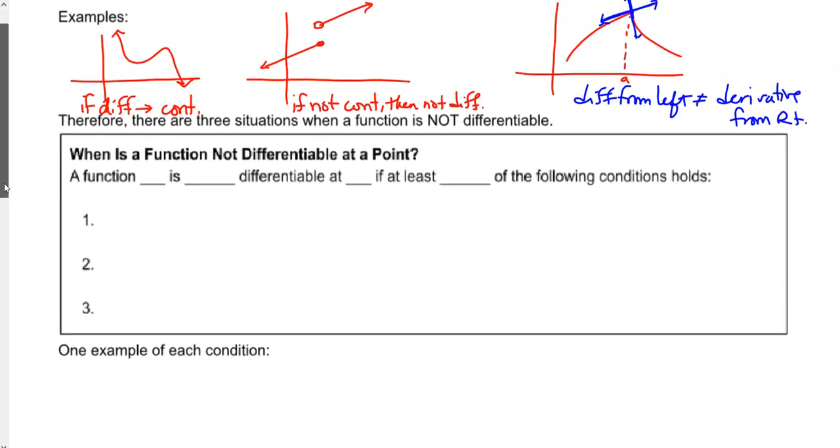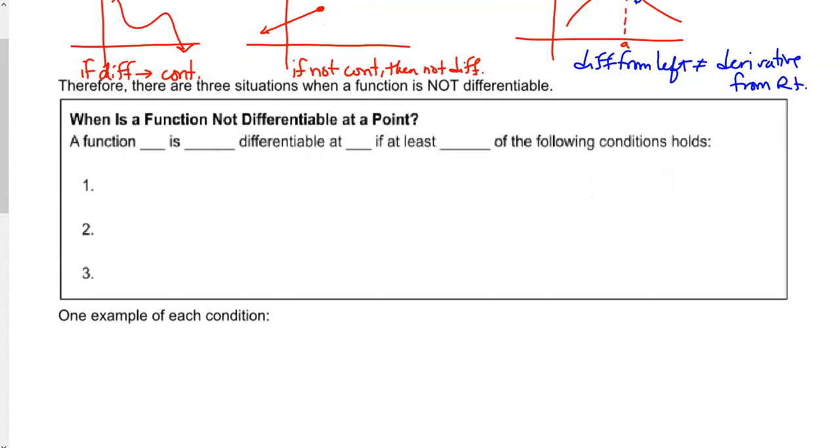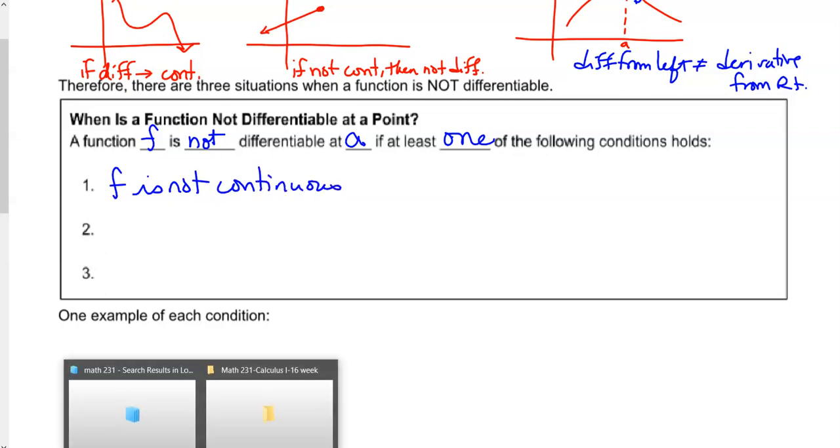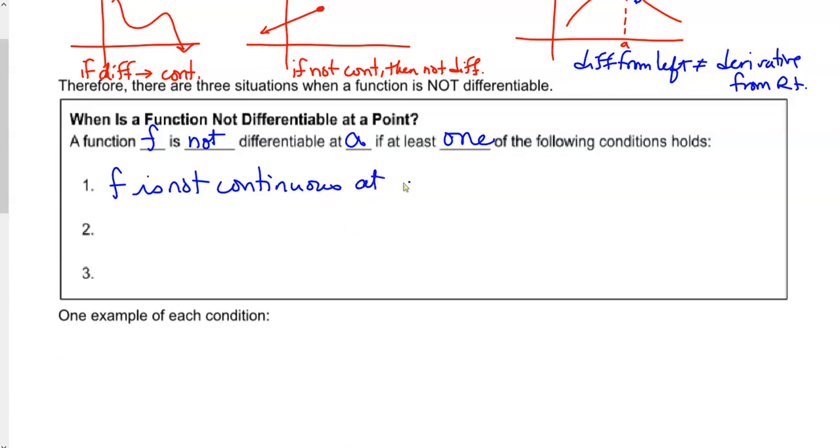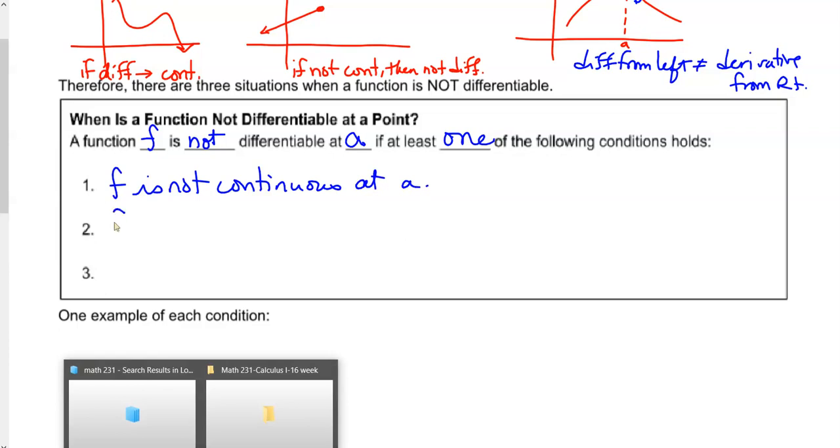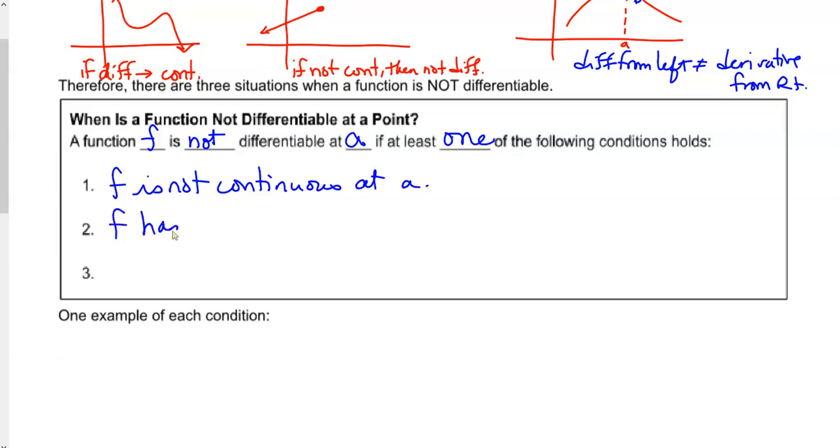Now, those are some examples. Here's where I'm defining what kind of functions are not differentiable at a point. Okay? So if f is not differentiable at some point A, that is true if at least one of the following conditions holds. These are the three things that you want to check to see if a function is differentiable or not. First, f is not continuous at A, which is what we just saw in the middle picture above.